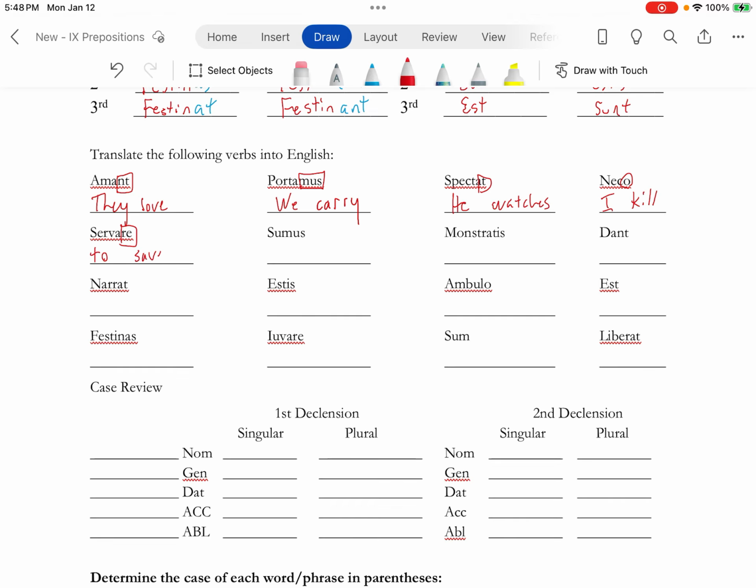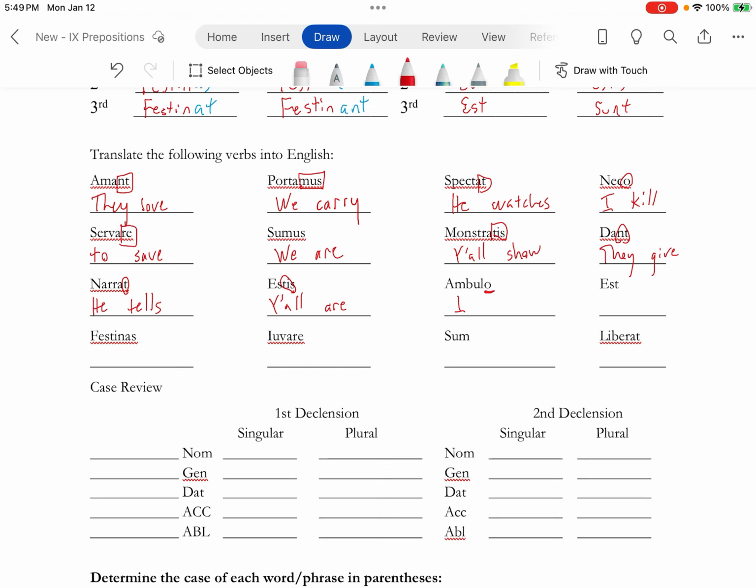Sumus, MUS is we, and that's the irregular, we are. TIS is y'all, or you plural. Y'all show, y'all point out. NT is they, and then give. T, he, she, or it, and then narrat, tells. Estis, the TIS is y'all.